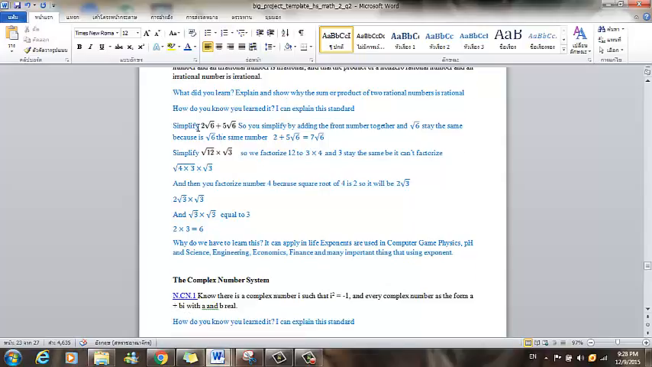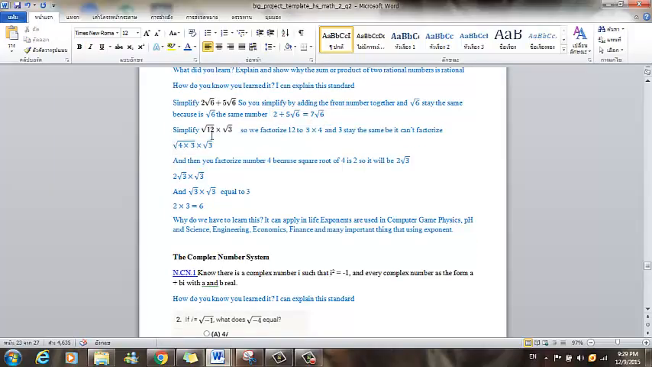So simplify 2 root 6 plus 5 root 6. We simplify by adding the front numbers together, and root 6 stays the same because root 6 is the same number. So we just add the 2 and 5 in front, and it's going to be equal to 7 root 6.